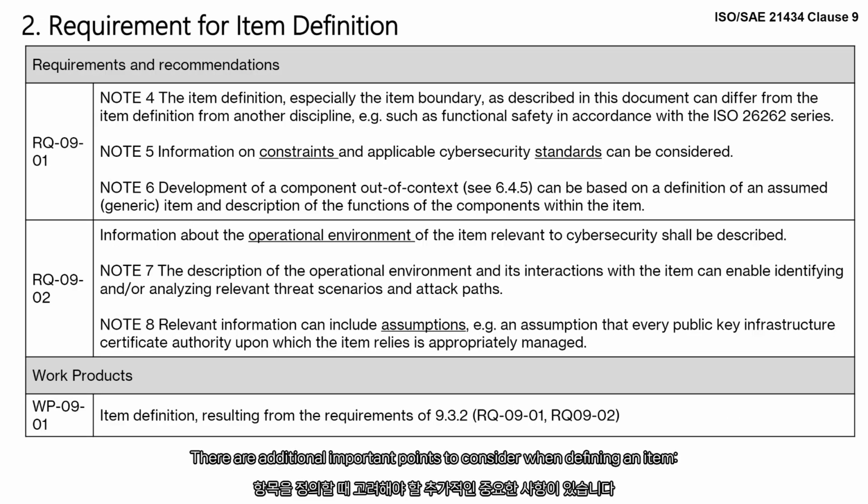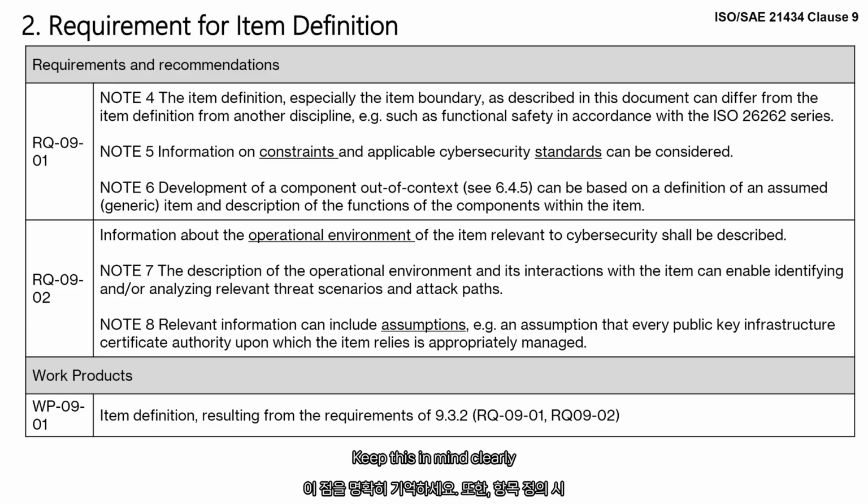There are additional important points to consider when defining an item. First, remember that the item boundary you define for cybersecurity might differ from the one used in other disciplines, like functional safety. Keep this in mind clearly. Also, constraints and applicable cybersecurity standards must always be considered during item definition.